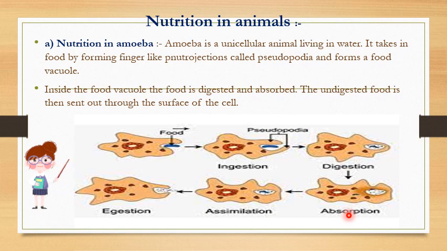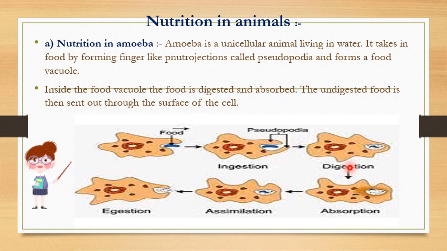Now let us discuss how digestion occurs in amoeba. The first process is ingestion. It is the process of taking in the food either by swallowing or absorbing it. Here, amoeba pushes out the pseudopodia, the finger-like projection. It encircles the food and engulfs it, or we can say it captures the food, forming a food vacuole. Later, the next step is digestion.